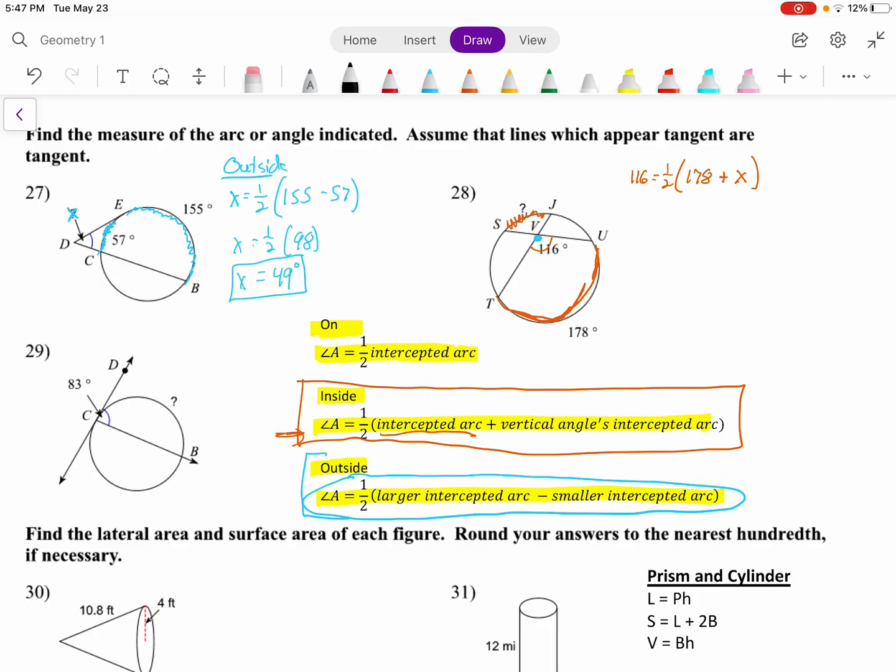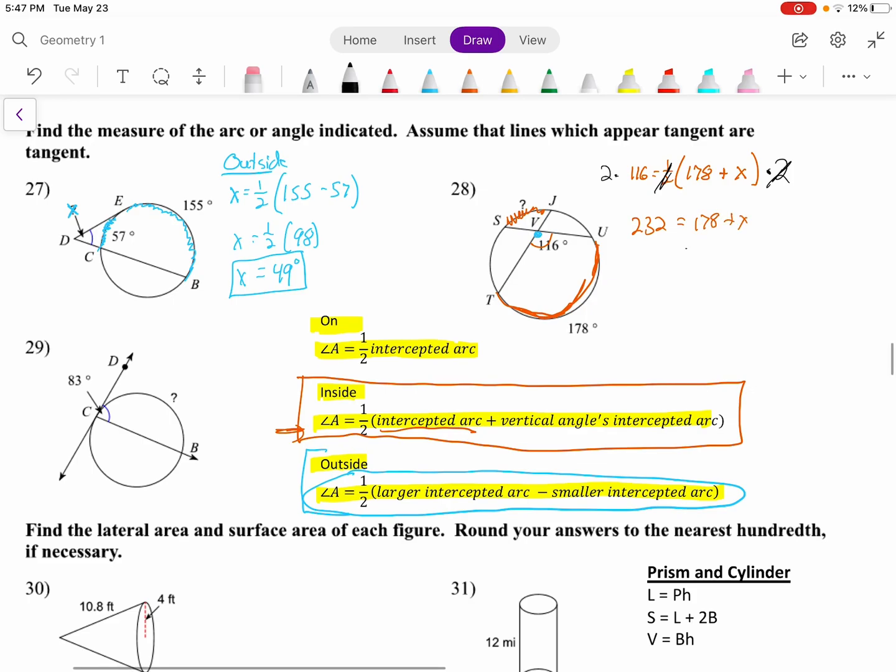There's a couple different ways to solve that. I think it's easiest just to multiply both sides by 2 to start with. That way the half and the 2 cancel. And we're just left with 2 times 116, which is 232, equals 178 plus X. And we can subtract 178 from both sides. Could do that just on our paper, or if your brain is getting tired, you could use a calculator. We get X is 54 degrees.